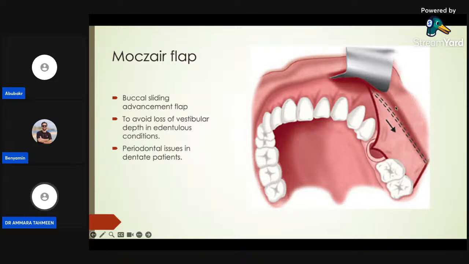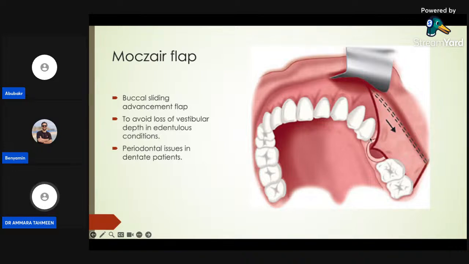But many of the clinicians reported that this particular flap, though it is sliding into the cavity without causing any vestibular obliteration, still postoperatively there will be some vestibular depth decrease. So let us come to how it is carried out.